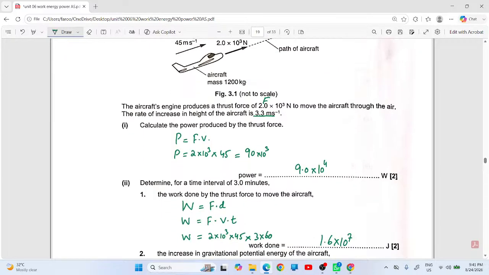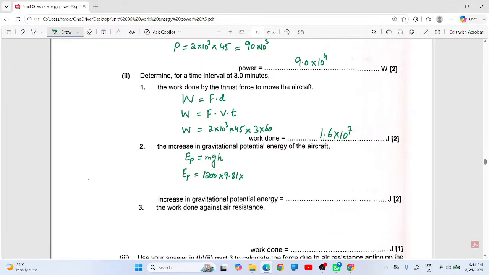Very good. So it's not only 3.3. 3.3 is for 1 second, but here we have 3 minutes. So for 3 minutes, the height becomes 3.3 into 60, because 3.3 is for 1 second and the 3 into 60 is for the 3 minutes. Now multiply the values.